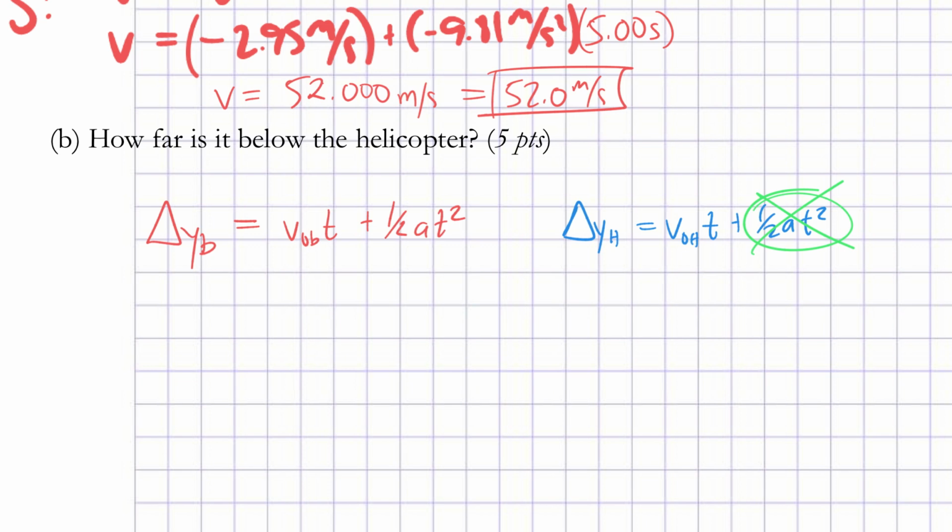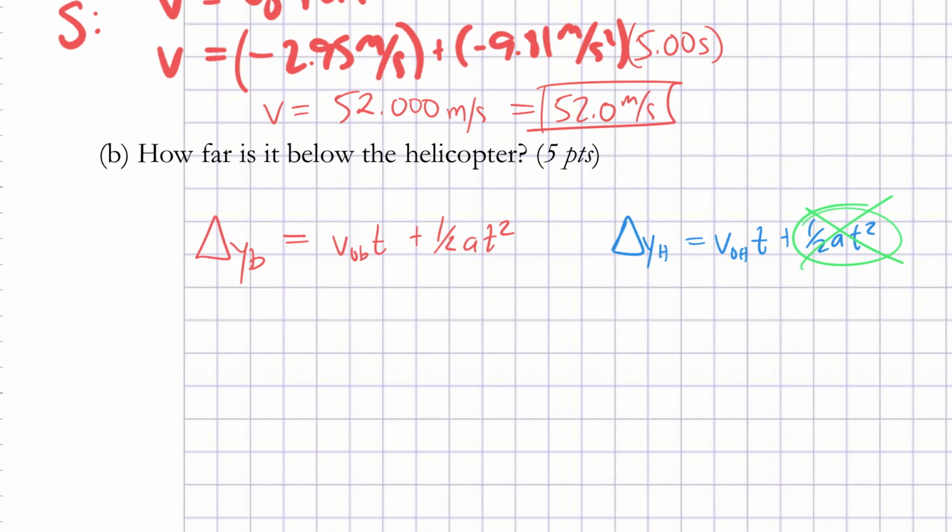The other thing that we should note, because we want to know how far it is below the helicopter, we can note that this term right here and this term right here, if we subtract them, that term is going to go away. So our final answer is going to be this thing right here, 1/2 AT squared. And we'll prove that in a second, but we'll just go ahead and keep working.